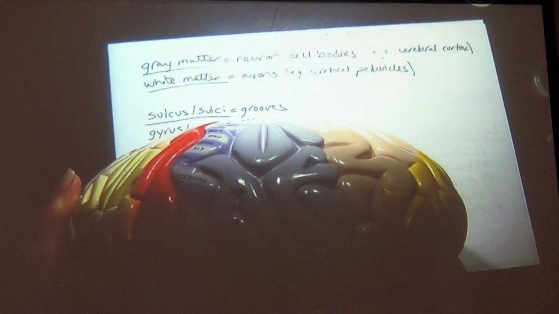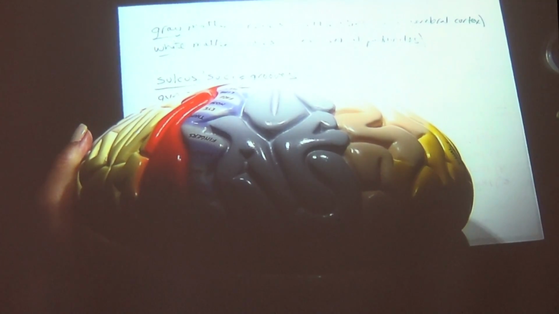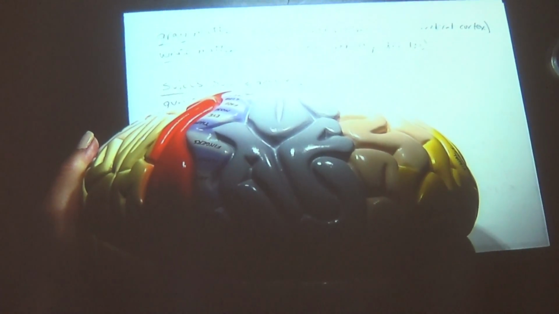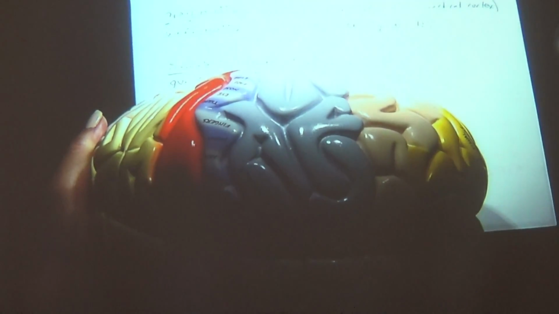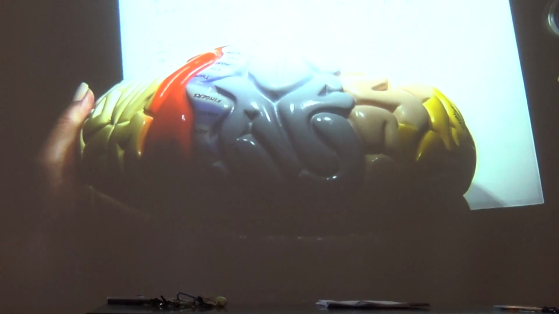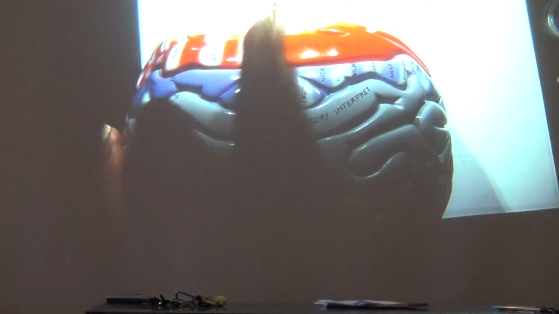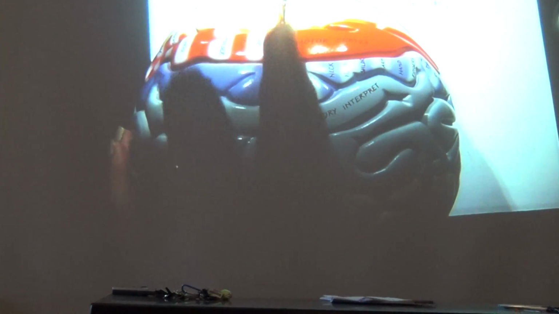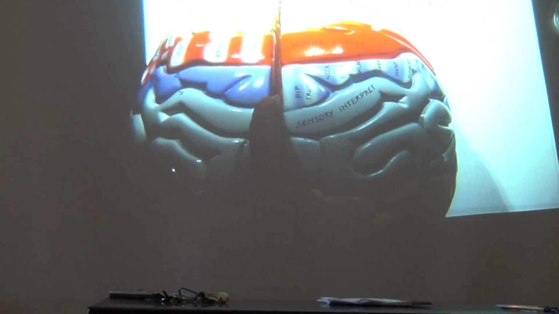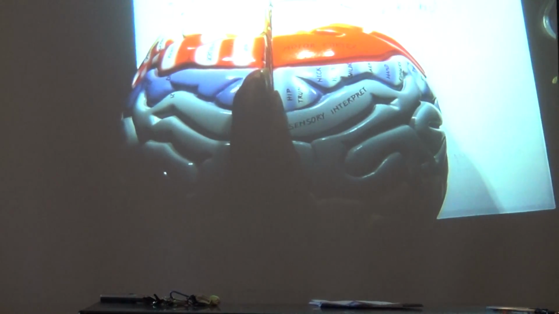Okay, the fissures, these are really deep sulci, so just big things that divide, or big grooves that divide the cerebrum into lobes or hemispheres. The biggest fissure is this one right down the center. That's the longitudinal cerebral fissure. That's where the falx cerebri goes into that.